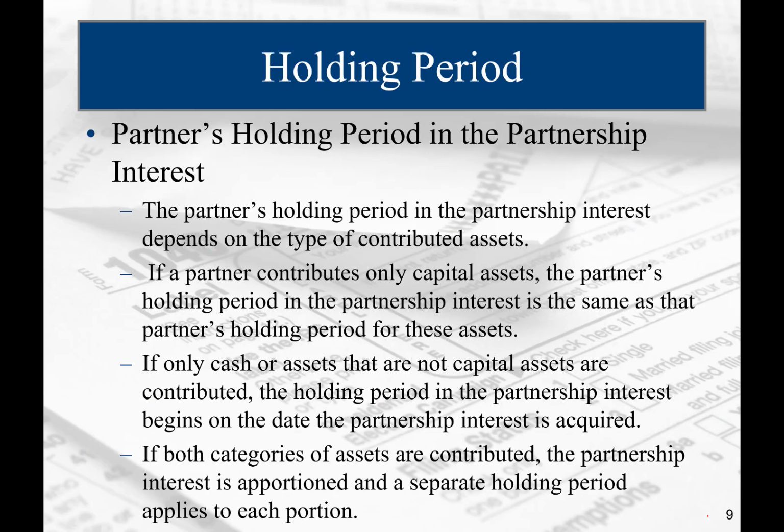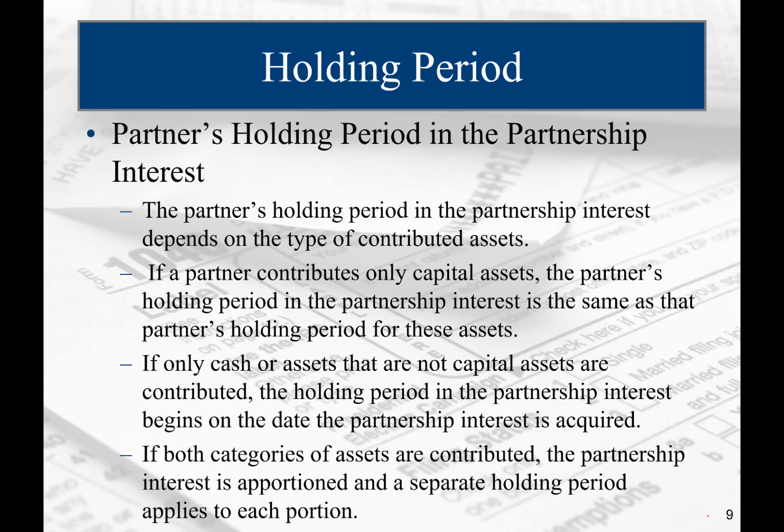Partner's holding period in the partnership interest. The partner's holding period in the partnership interest depends on the type of contributed asset. If the partner contributes only capital assets, buildings, land, that sort of thing, the partner's holding period in the partnership interest is the same as the partner's holding period for these assets. So if I held a piece of land for 3 years, I contributed it to the partnership. My ownership in the partnership will start with 3 years, and we'll just add on from there.